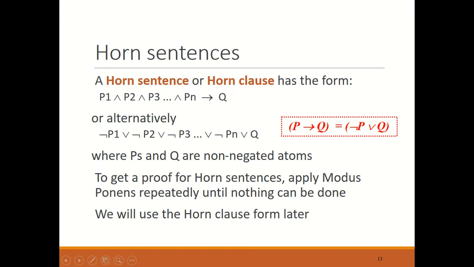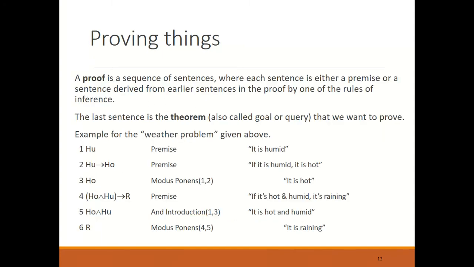This is thinking in a different perspective. So we can say logically that P implies Q is also actually equivalent to not P or Q, where the P and Q's are non-negative atoms. To get the proof for Horn sentences, apply modus ponens repeatedly, as we learned in the previous video, until nothing can be done. We will use the Horn clause form later.